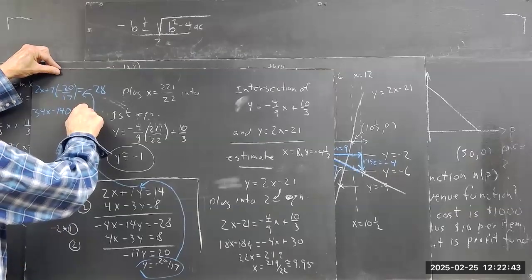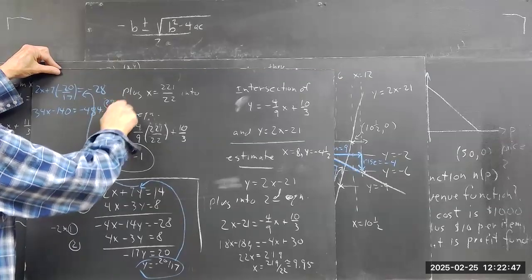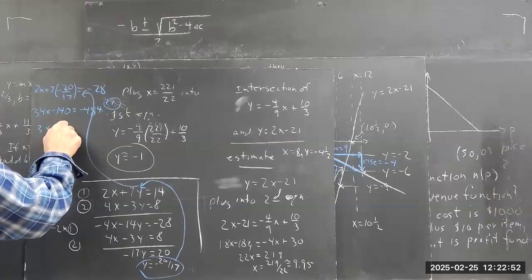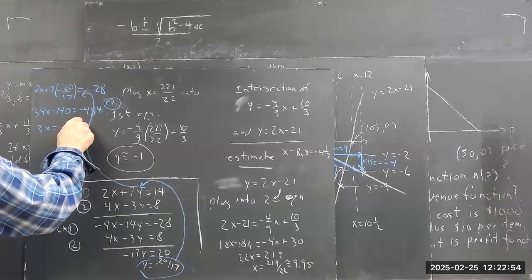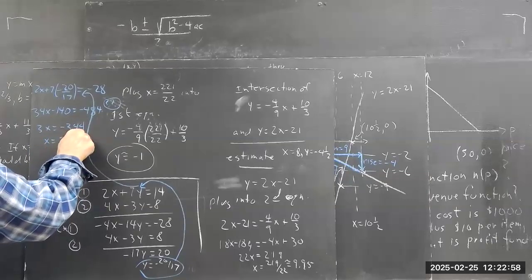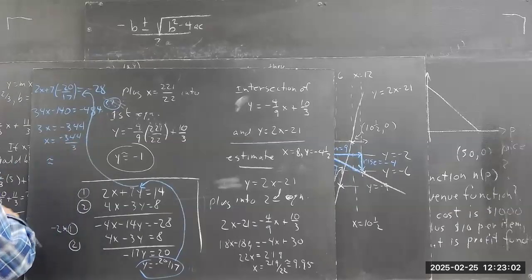Yeah. Big question mark there. I did that in my head too quickly. You get 34x equals -344. X equals -344 over 34. That's pretty big. It's over 100, but I think that's probably, it's over 34.